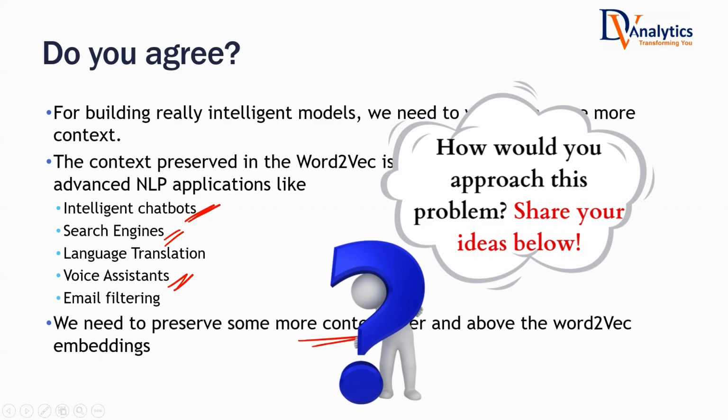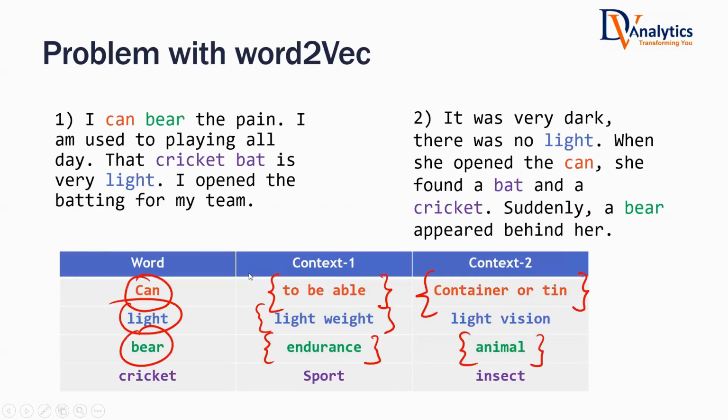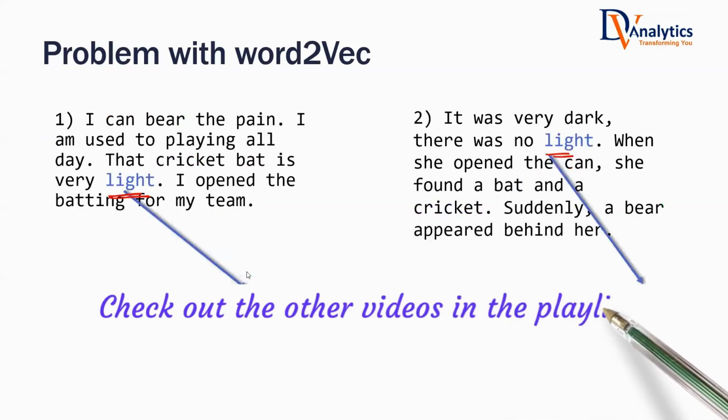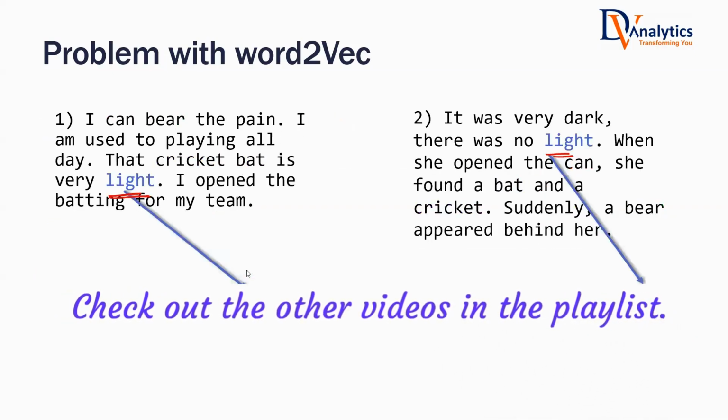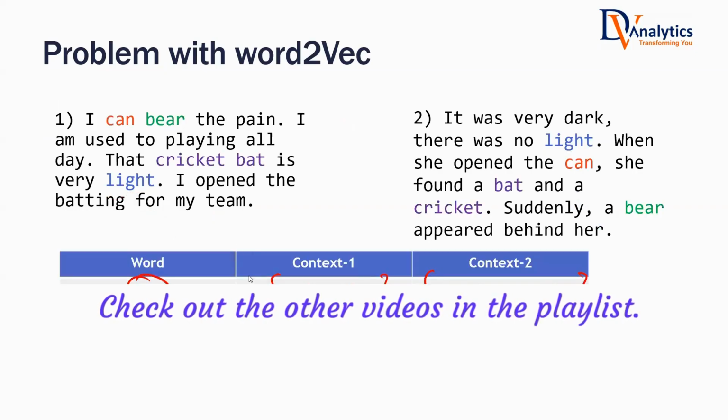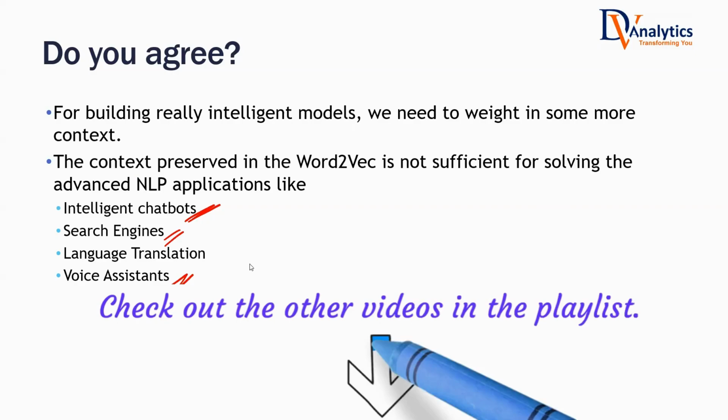So let us see an example. Let us see this example, and see how we can solve this problem. Right now, you can consider this as a problem. Word2Vec gives the same vector representation for all the words, in the sense that for a single word, whichever context it appears in, you will have the same vector representation. Let us see how to solve that problem.